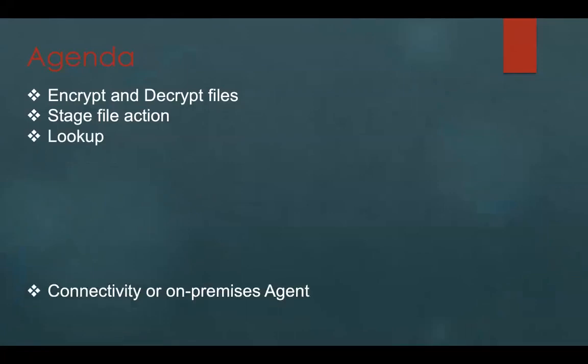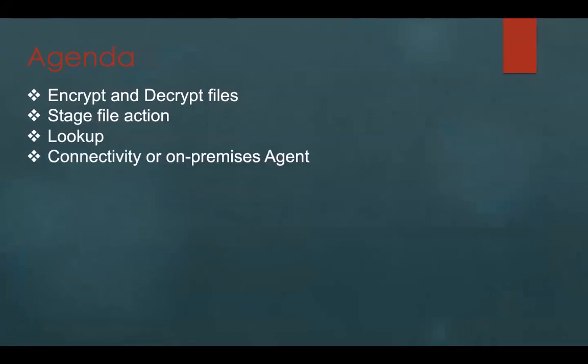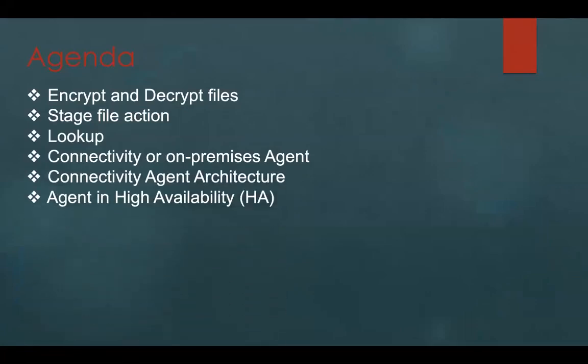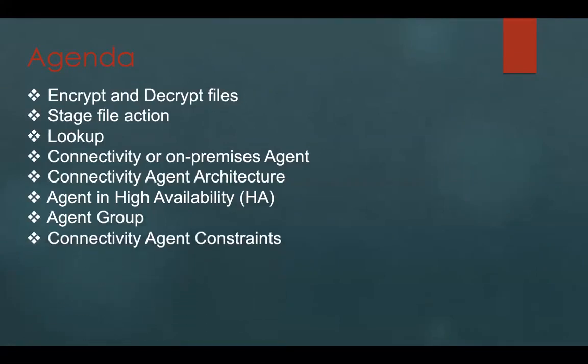How to use lookup, and we will explain about connectivity or on-premises agent, what is the architecture of agent in high availability, what is agent group, what are the constraint of a connectivity agent, and what are the prerequisites to install agent. So before I explain the connectivity agent architecture, I will show you the demo on how to create encrypted and decrypted file via the FTP adapter and how to use stage file action and then lookup.